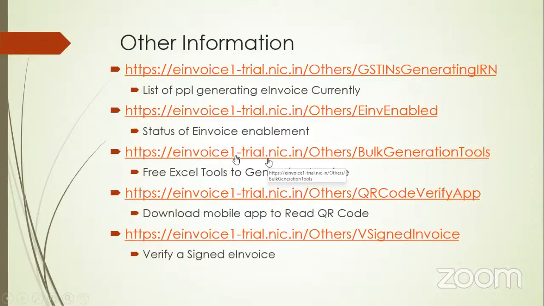Then it also provides an Excel, a free tool that you can use to generate e-invoices. You would not need to go to a third party. You can use the offline tool provided by the government to generate the e-invoice. Then it also provides an app to scan the QR code on the e-invoice to verify its validity. Similarly, when you generate an e-invoice, you get a response in the form of an acknowledgement JSON. So you can also use that JSON to verify the validity.